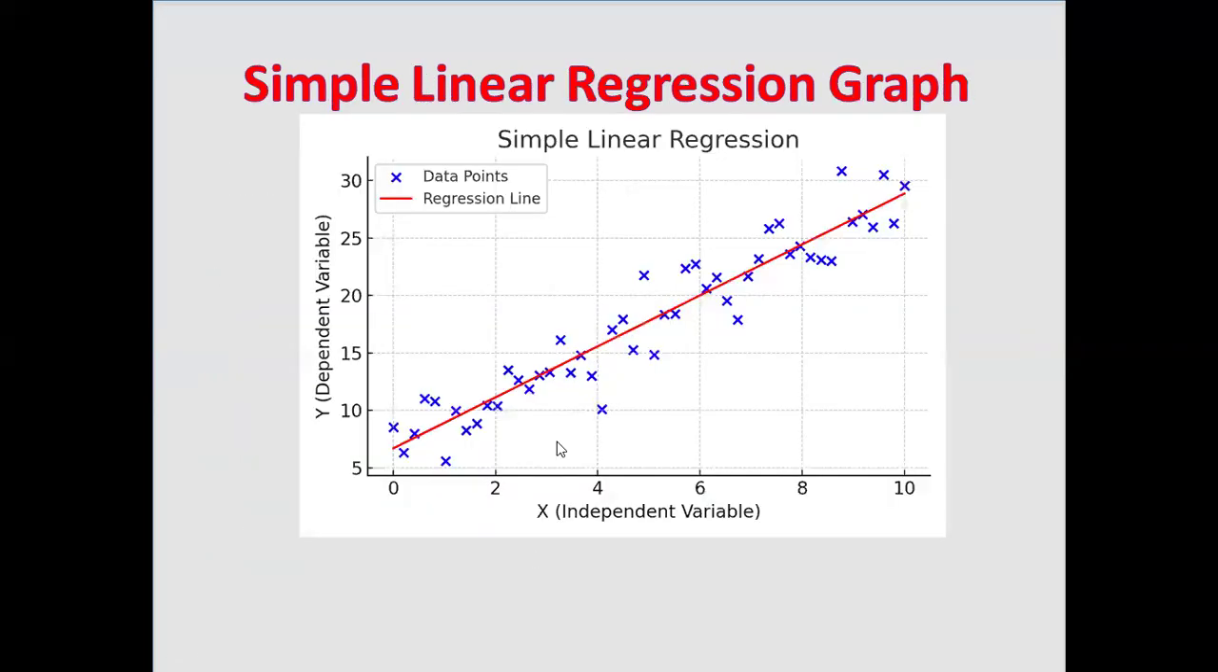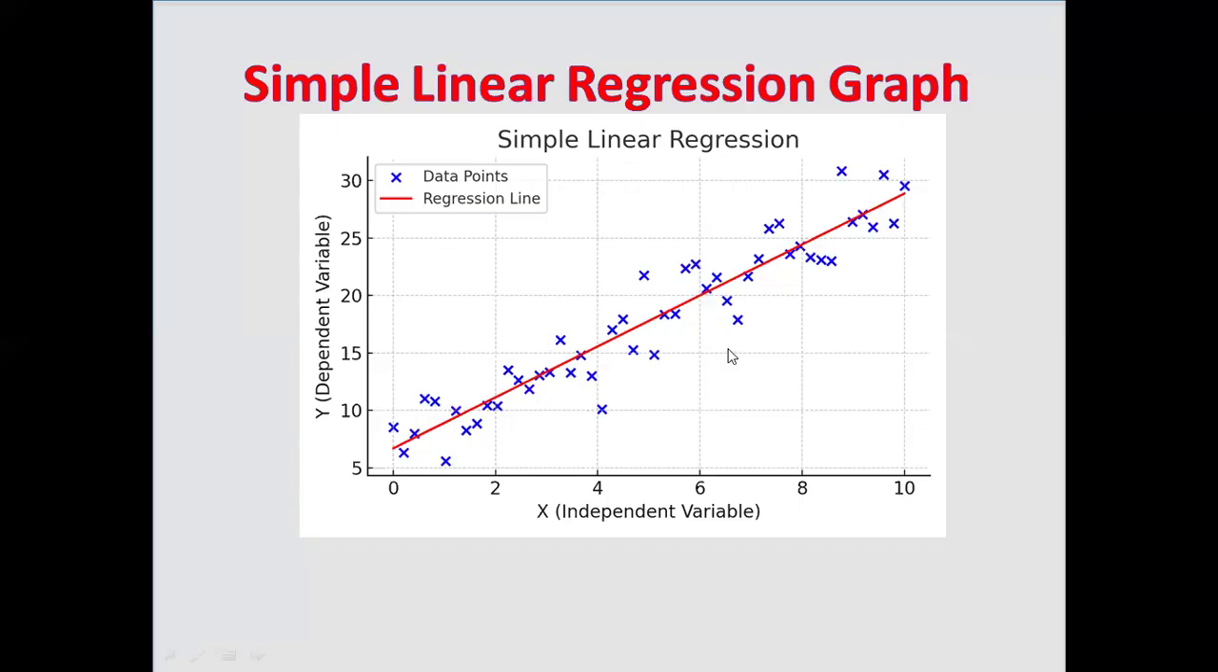So this is the simple linear regression graph. This graph is a typical simple linear regression scenario. The blue points represent the observed data values for two variables, and the red line, this line, is the best fitting regression line derived using the least square method. This visual representation makes it easier to understand how the model attempts to find a line that minimizes the overall distance error between the observed data points and the predicted values on the line. The graph also provides a quick assessment of how well the model fits the data.